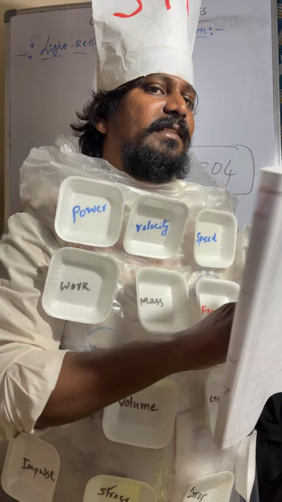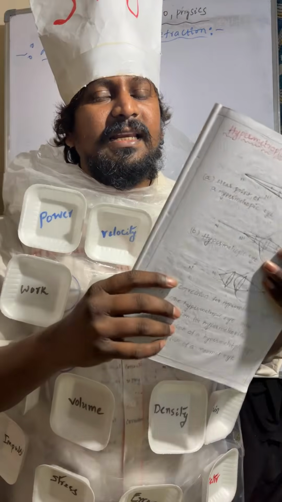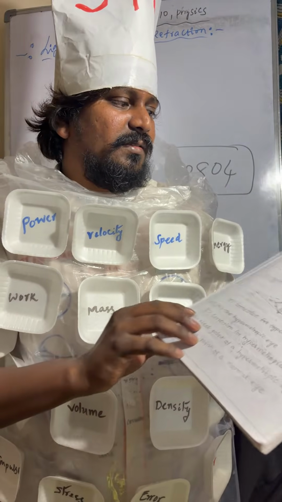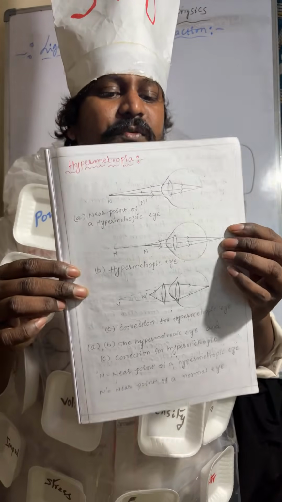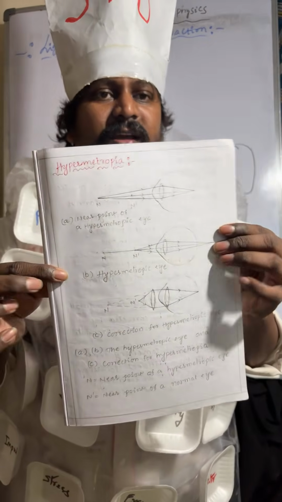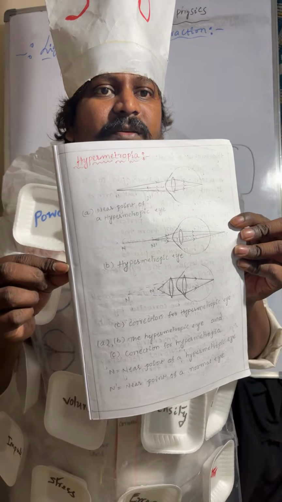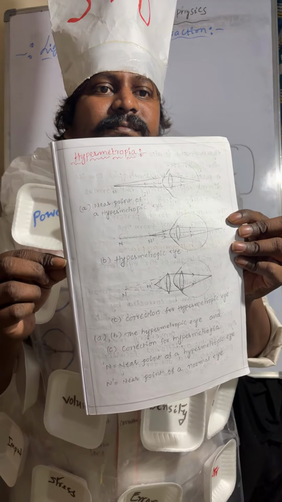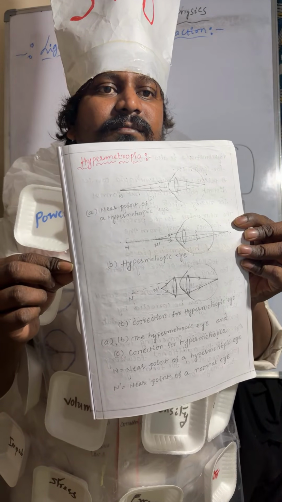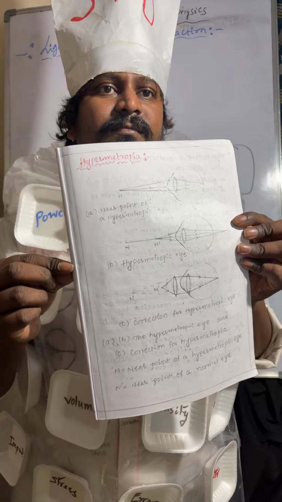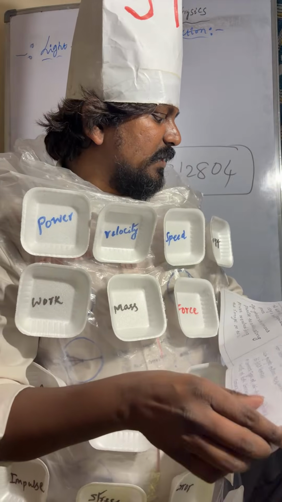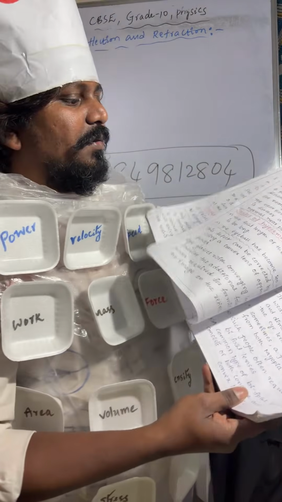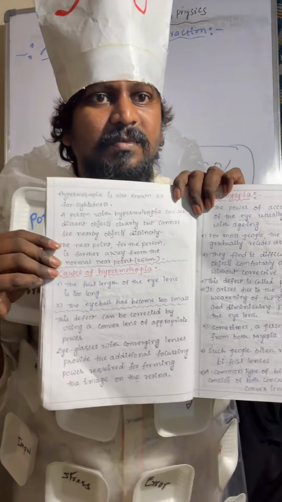So vitreous humor is a jelly type liquid present between eye lens and retina. It provides sufficient force and pressure to maintain that shape. So here you can see this is about hypermetropia. You can share to your friends. Here hypermetropia, all the points I mentioned, I formulated.